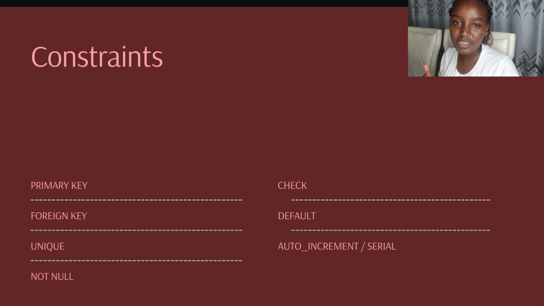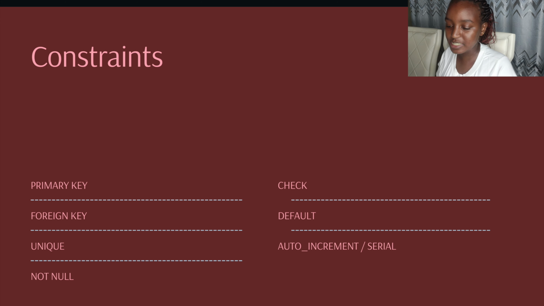We have check. Here you give it a check. For instance, I only want to add users to this table if their age is above 18. When adding, I first check the age. If the age is greater than 18, then you can come in. If it's less than 18, we're sorry. So that's an example of a check.